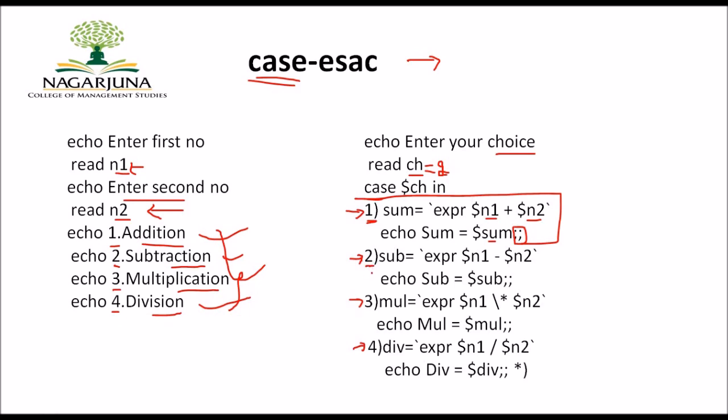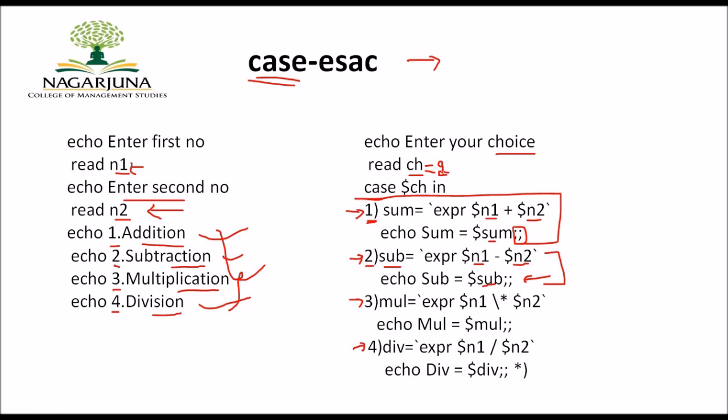Since they are one and the same, now you perform a difference operation between n1 and n2, and that value will be stored in sub, and you finally display the difference value of your n1 and n2, which has been stored in sub. The double semicolons indicate that this is the end of your case 2. So these are the statements which come under case 2.